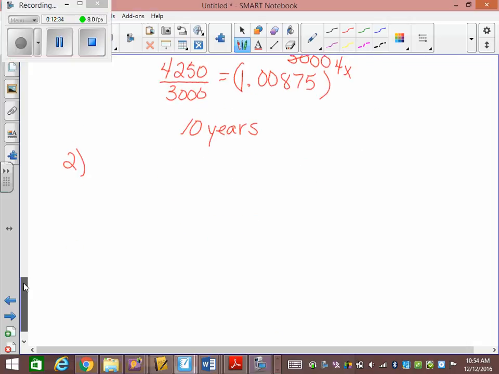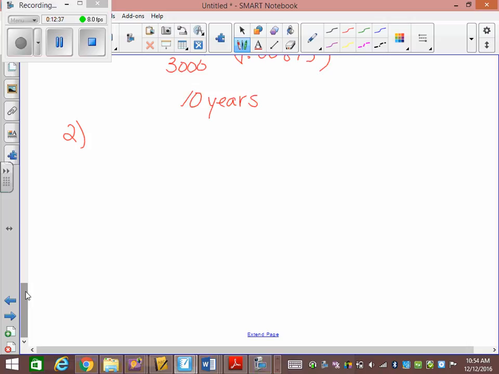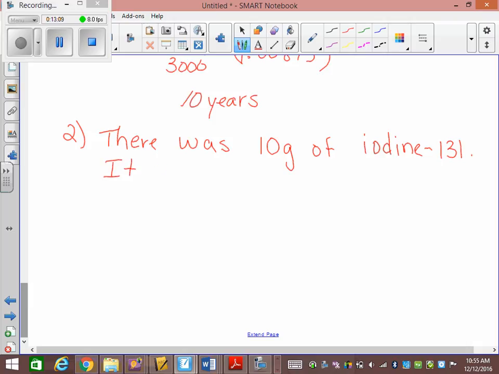Word problem 2 was there was 10 grams of iodine 131. It doubles every.